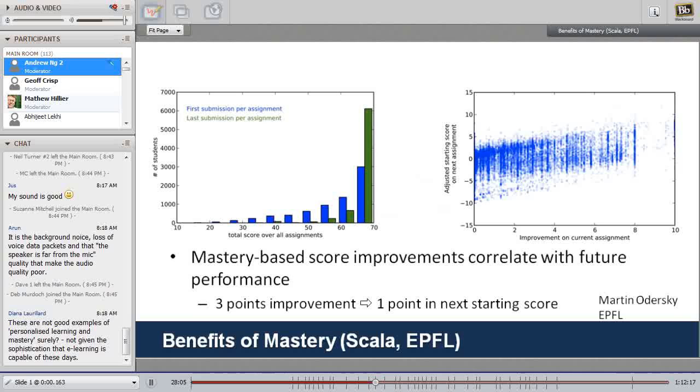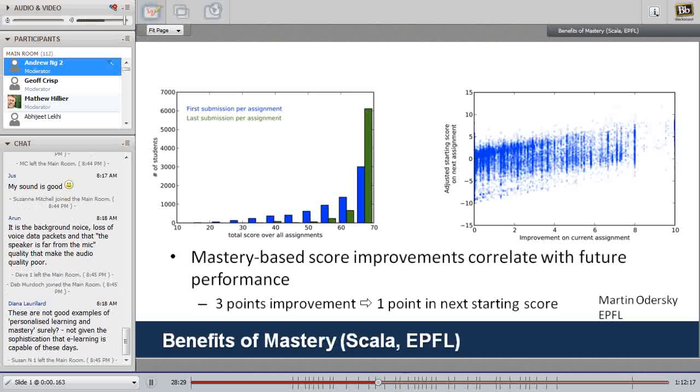Our partners and we have done studies on the effect of mastery learning. This is a result from Martin Odersky's class at EPFL. Shown on the upper left is the histogram of student scores on the first submission versus the last submission. You see that the histogram of scores moves from the blue histogram to the green histogram, and it's nice to confirm that by letting students submit multiple times, their scores improve.